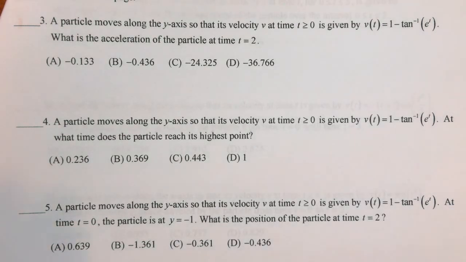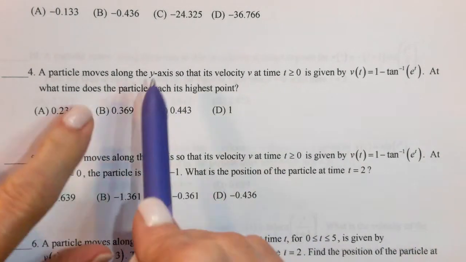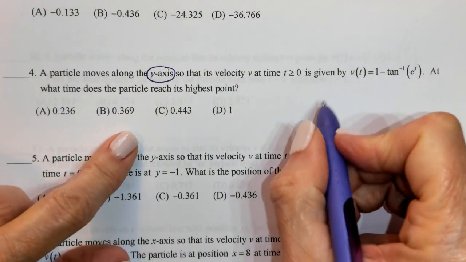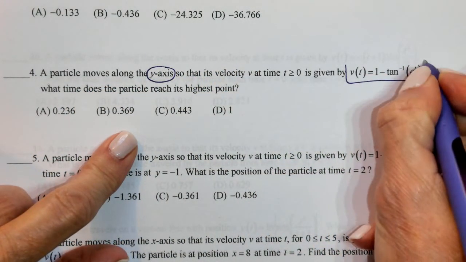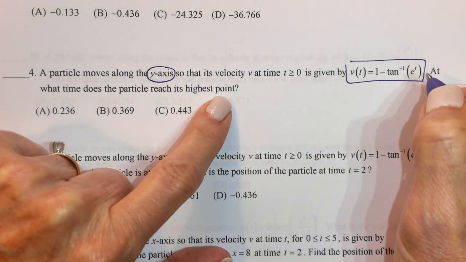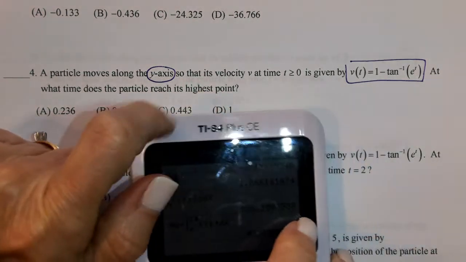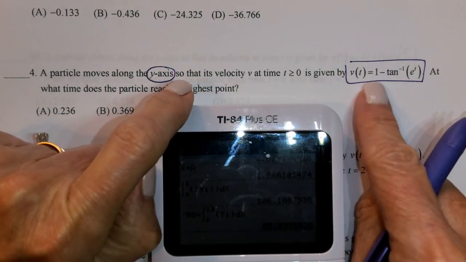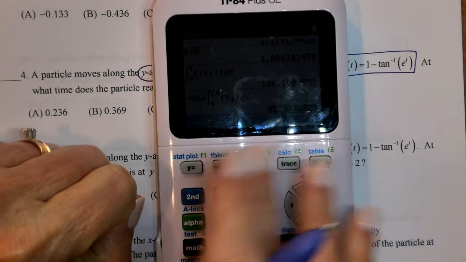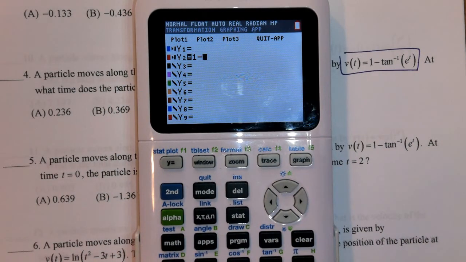Let's see. 4 is standing out to me, so let's look at number 4. A particle moves along the y-axis so that its velocity at time t is given here. At what time does the particle reach its highest point? Highest point. So in my mind I'm thinking, which might be a good idea, to see what velocity is doing. Okay, let's see what the graph of the velocity is doing. So I'm going to put this in.